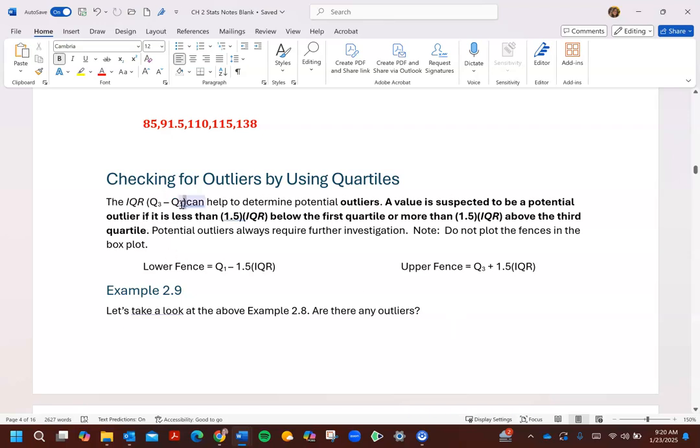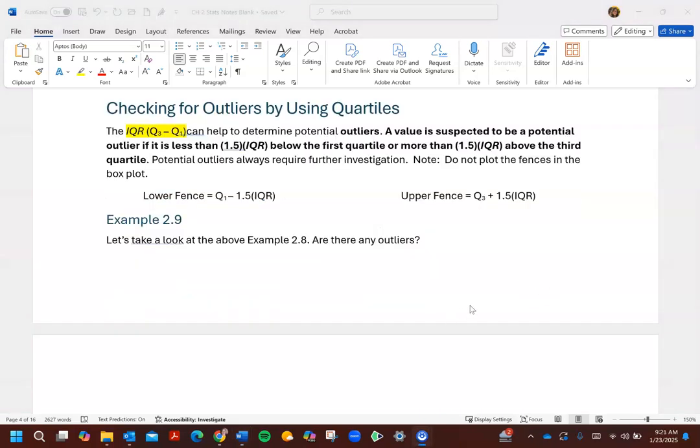The IQR, interquartile range that we talked about earlier, is really important in figuring that out. So we would take our lower fence, we call it. We never draw those, but we just use that as a tool. We figure out that number, and we're going to subtract off 1.5 times our interquartile range. That will be our lower fence. And our upper fence is the third quartile plus that 1.5 times our interquartile range.